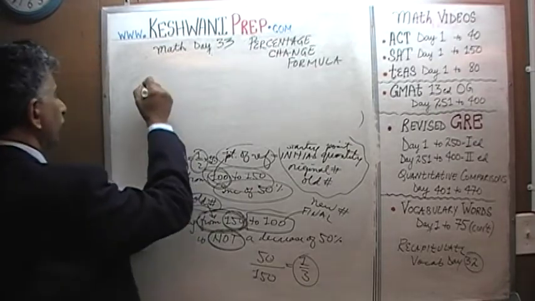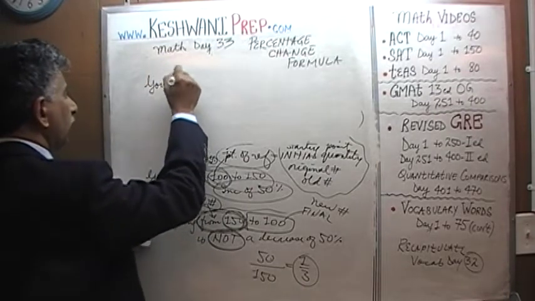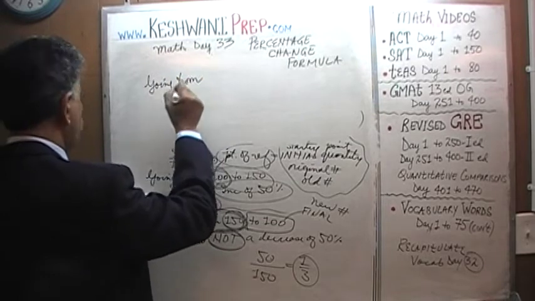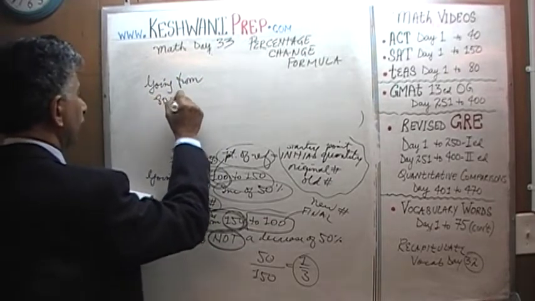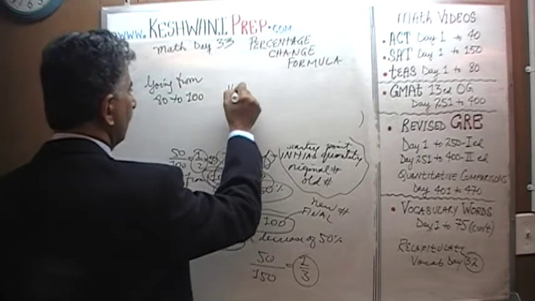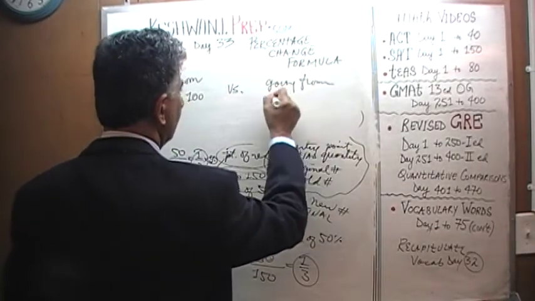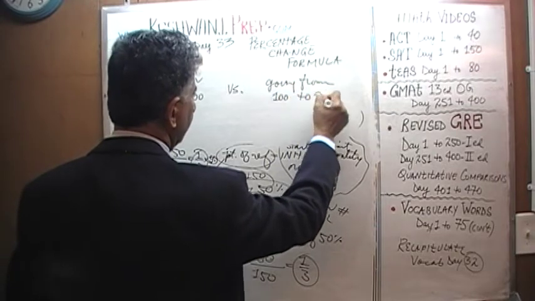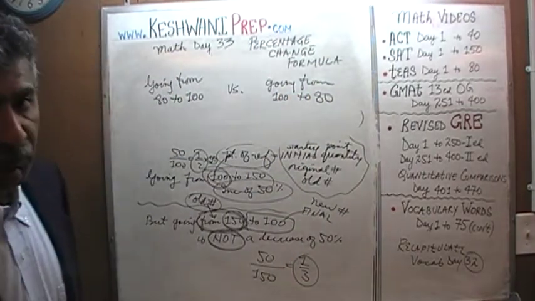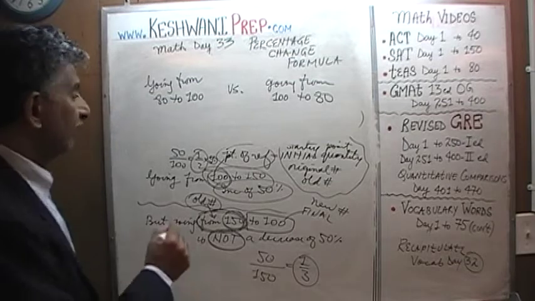Let's look at two scenarios, going from 80 to 100 versus going from 100 to 80. As you can see, the numbers are the same. What is different here is the point of reference.